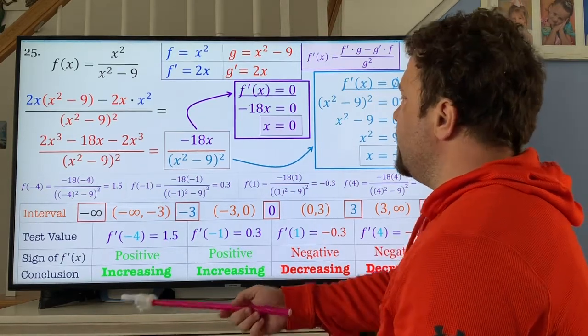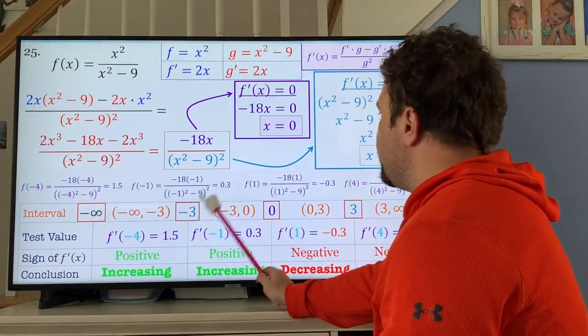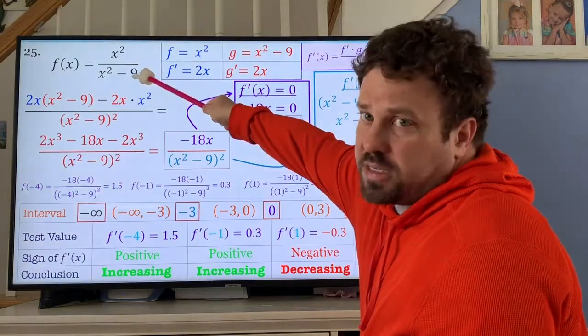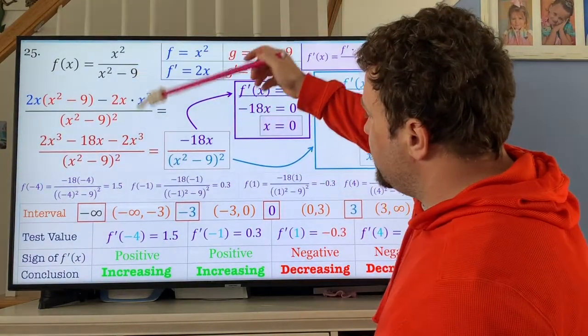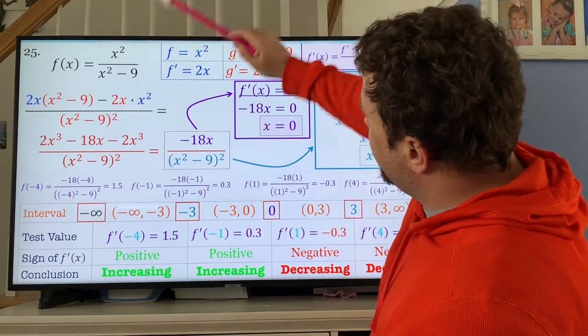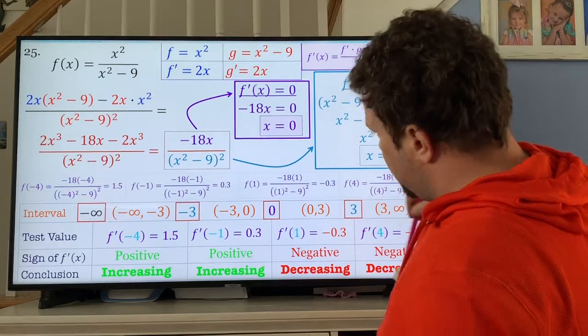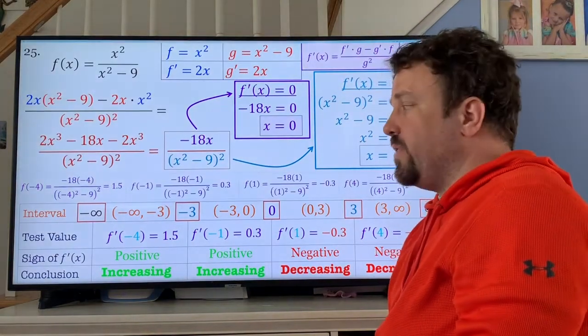So the reason you're going increasing, increasing, decreasing, decreasing is because at negative 3 and at 3, you have two asymptotes. What happens here is the graph is going up, and then between the two asymptotes, your graph is going to make an upside down parabola, and then after that, your graph is just going to continue to go down. And we're going to get into graphing next time.